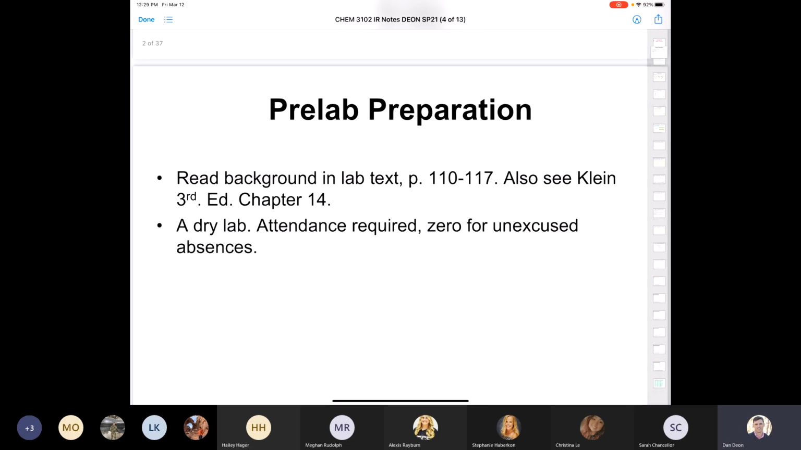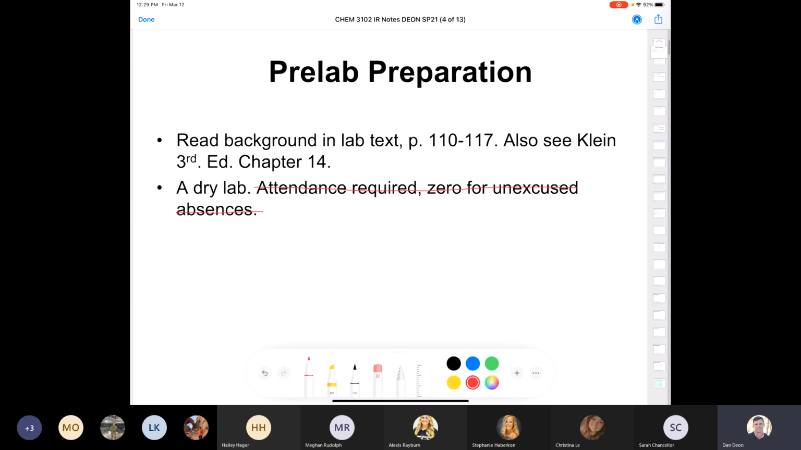Now, one thing that's here, and this is an artifact of previous semesters, pre-coronavirus semesters. This is a dry lab, and there is going to be no attendance. So this one's going to be completely done on your own at home. We're not going to have a lab for this. However, if you are in the lab and you want to bring it with you and ask your instructor, Mr. Mayer or Miss Herring or I, a question about it, feel free to do that.